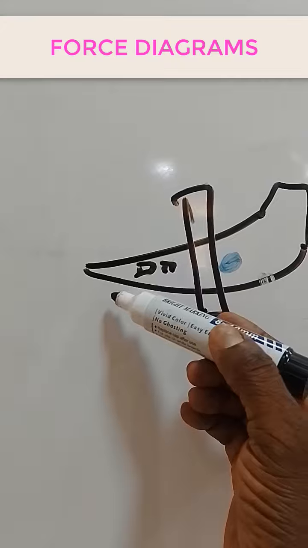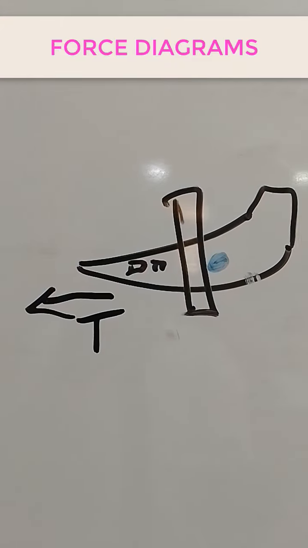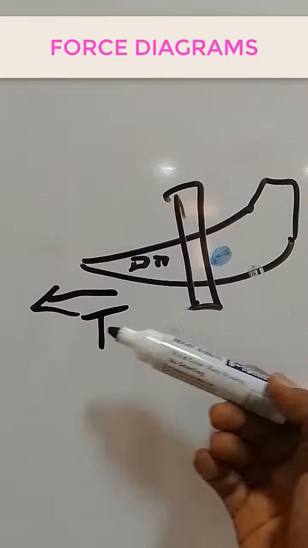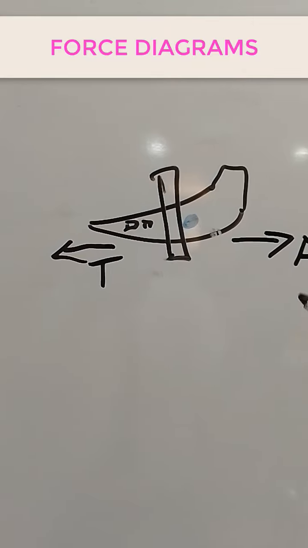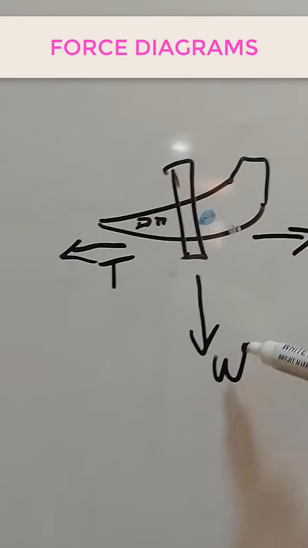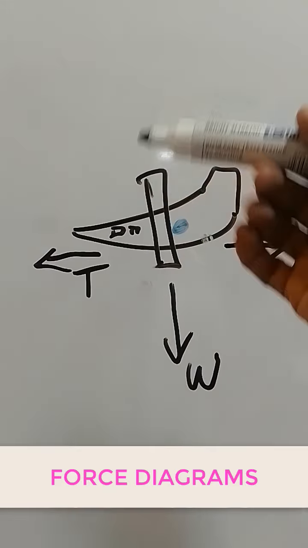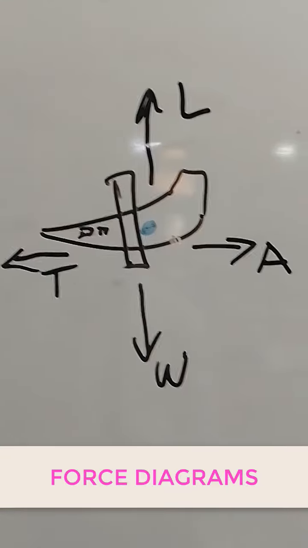This is an aeroplane. The engines will produce a thrust force. Then, whilst the aeroplane is moving forward, there will be air resistance in the opposite direction. And then the weight of the aeroplane will be pointing downwards. And the aeroplane will be lifted up. Therefore, there's a lift force here.